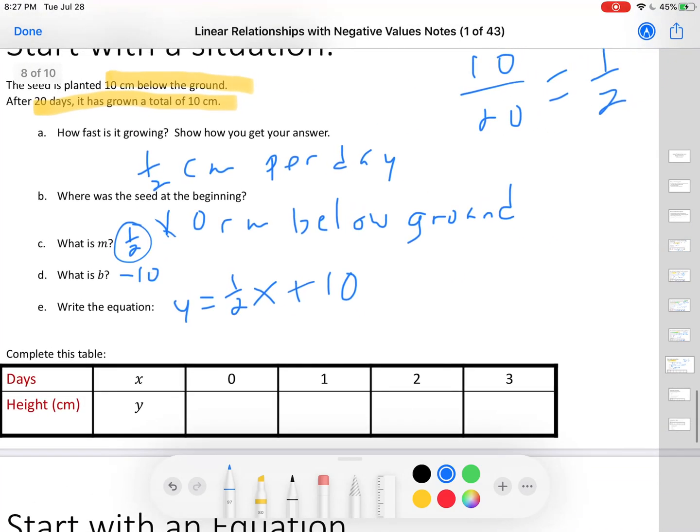Let's fill in the table. Where does it start? Oh, not plus 10. I'm messing up all over. It's probably because the phone rang. All right, 1/2 x minus 10 because it's below ground.